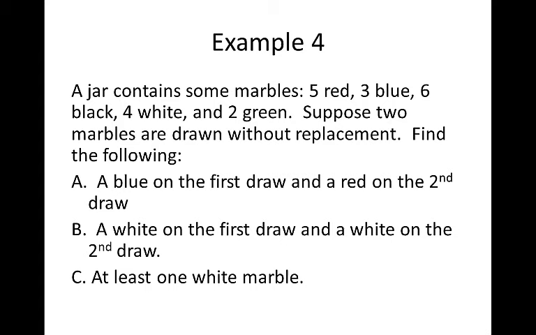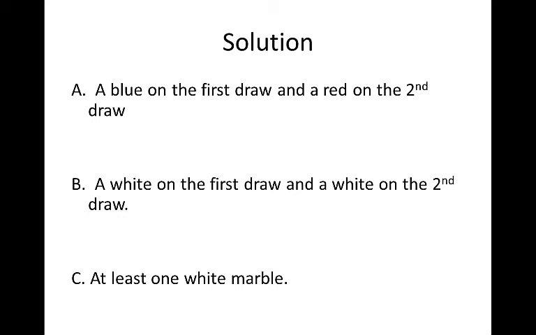So let's look at a sort of a mixture of a bunch of these problems. So a jar contains some marbles, 5 red, 3 blue, 6 black, 4 white, 2 green. Suppose 2 marbles are drawn without replacement. Find the following probabilities. Because in this class, we're often going to be able to count these outcomes. Okay, so let's find the probability of a blue on the first draw and a red on the second draw.